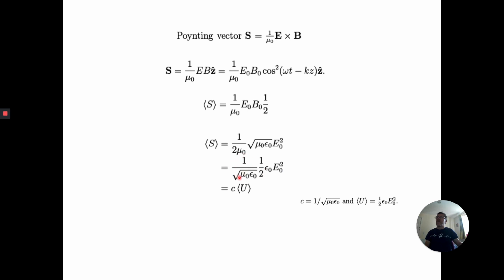And if I inspect these factors, I can say that the Poynting vector is equal to c times the energy density. So what does that say? It says that the amount of energy passing through a plane per unit time is equal to the energy density in the wave. So the amount of energy that passes through some plane is equal to the amount of energy in some volume upstream of that times the velocity of that wave. And of course that makes sense.